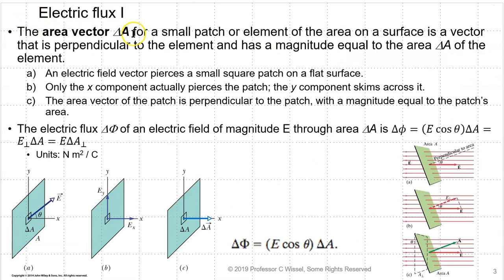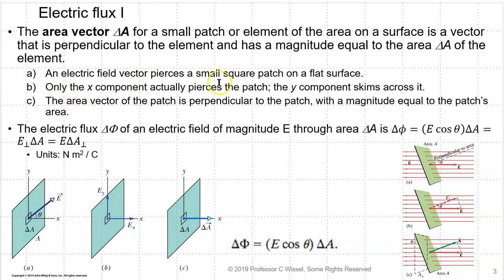Okay, so we're going to now talk about the electric flux. Basically, what we're doing is pretending that the electric field lines are kind of like a flow. So the area vector delta A, for a small patch or element of the area on a surface, is a vector that's perpendicular to the element, that is, parallel to the normal, and has a magnitude equal to the area delta A of the element.